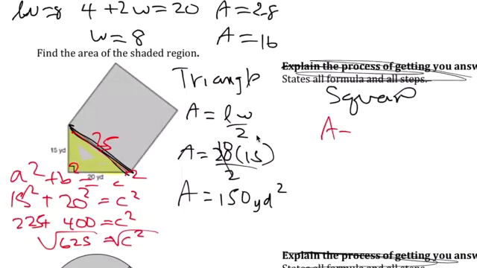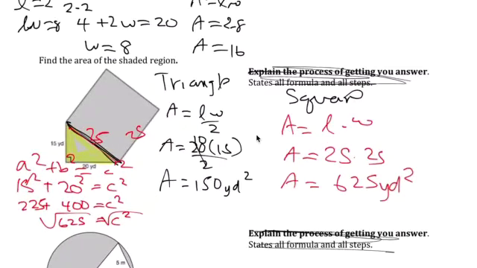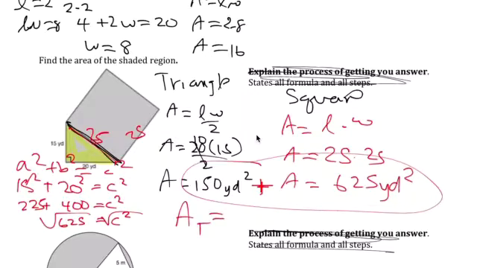So area of a square is length times the width, or the side squared, which is 625 yards squared. The total area, you would add them together. So you would add these two. 775 yards squared.